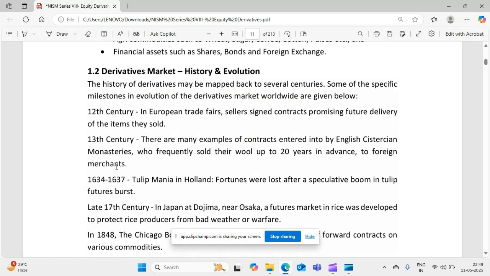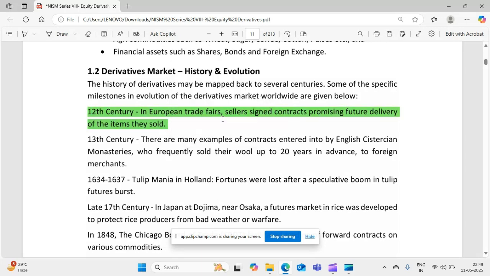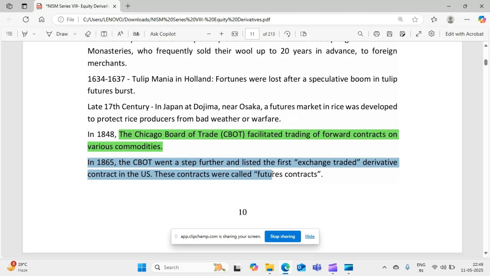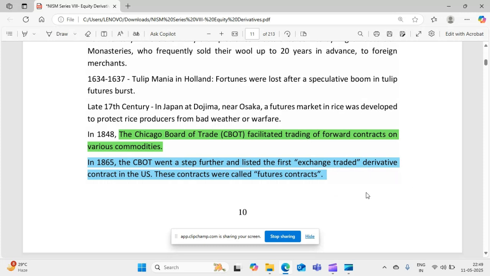Now we'll go back to the history of derivatives. The history of derivatives is obviously very old. We can see that in this book it starts from the 12th century. European trade fairs, sellers signed contracts promising future delivery, and that is important. But from an exam perspective, we must know that it was the Chicago Board of Trade which facilitated trading of forward contracts, right? First it started with forward contracts, and then in 1865 futures contracts were introduced. This is something which is asked in the exam, so you must know this.